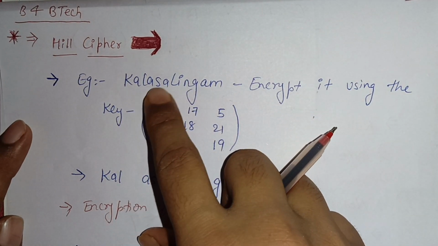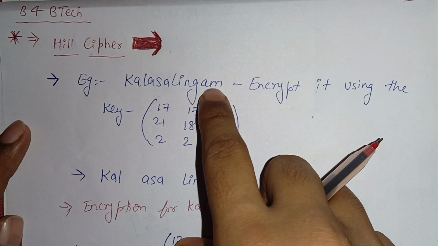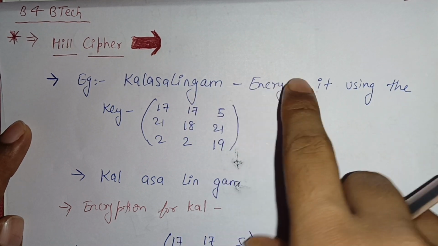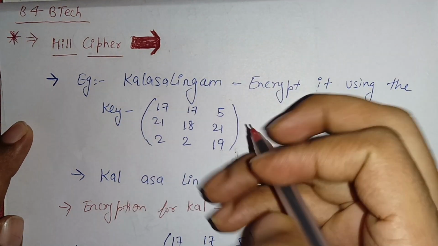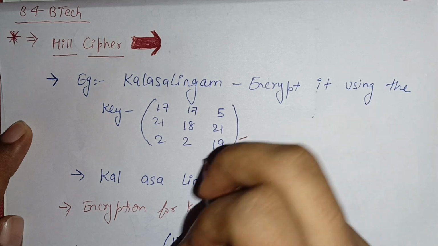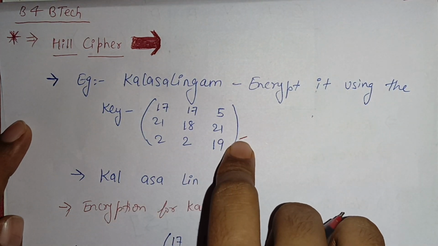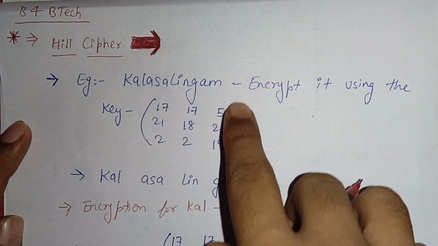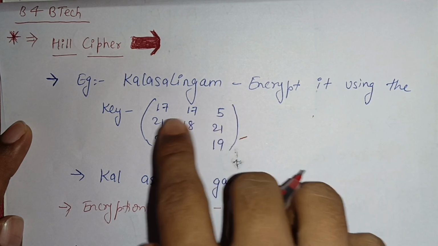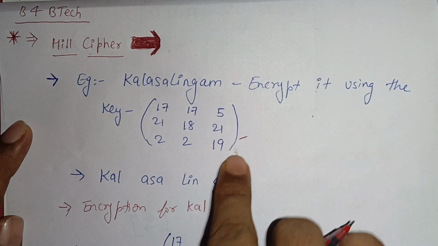So here we are taking the example as Kalaslingam, which is our college name, and the question is to encrypt it using this key. The key value is always provided in the question, and it will be in matrix form. So here it is, our key value.